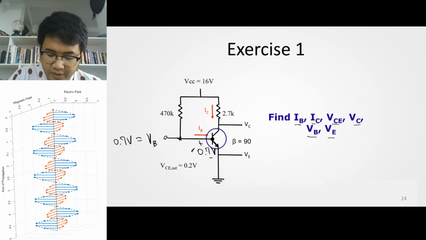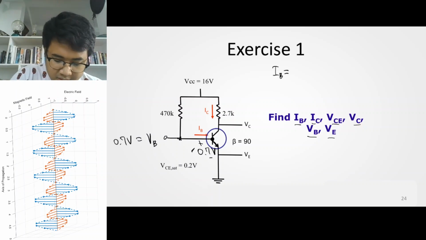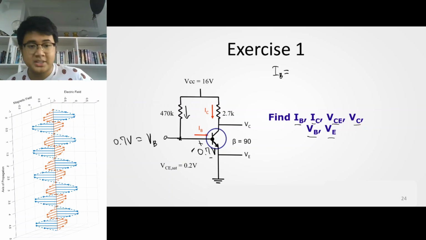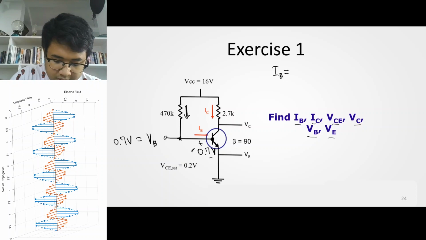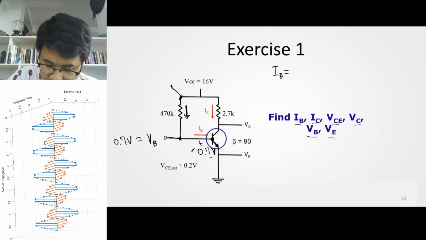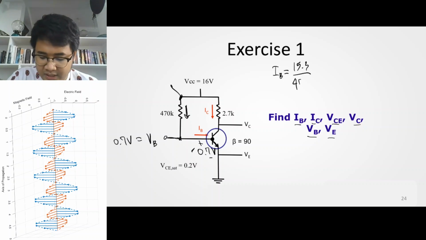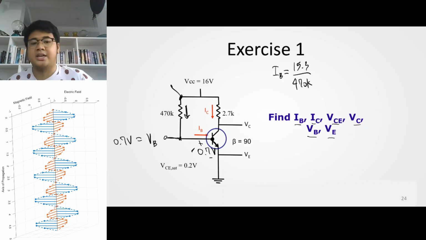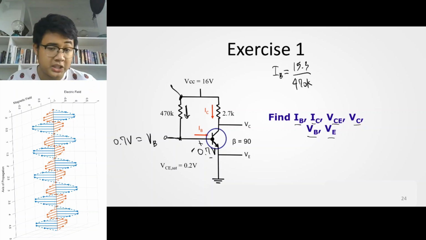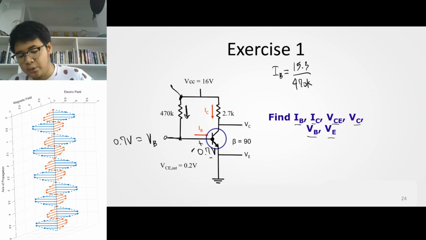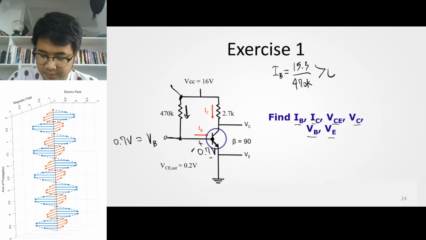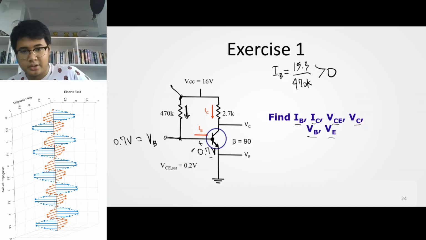Since the voltage drop here is fixed at 0.7 volts, VB is at 0.7 volts. We can now solve for IB, since IB is the current flowing through this 470 kilo ohm resistance. So IB is equal to 16 minus VB, which is 0.7, that's 15.3 volts, divided by 470 kilo ohms. That's how you solve for IB. Next step is to verify if it's greater than 0. This is greater than 0, which means your transistor is not at cutoff.